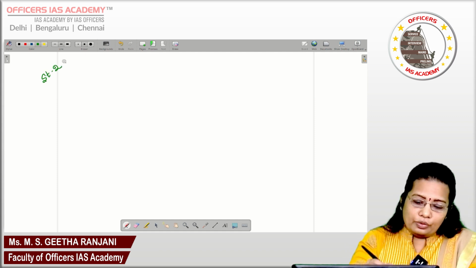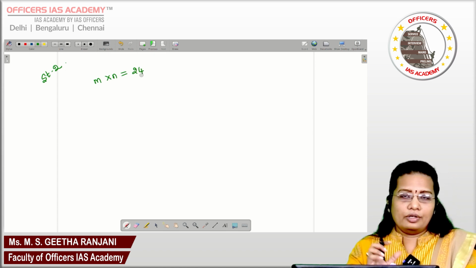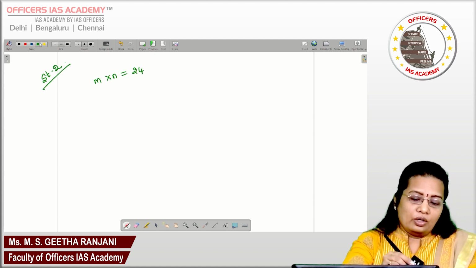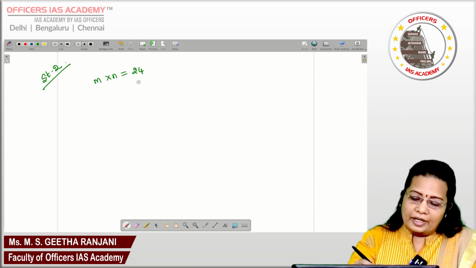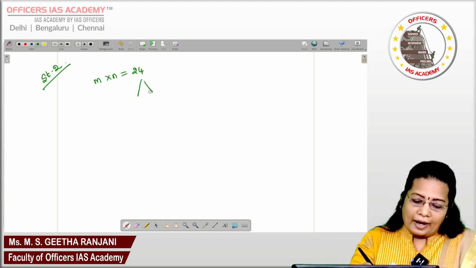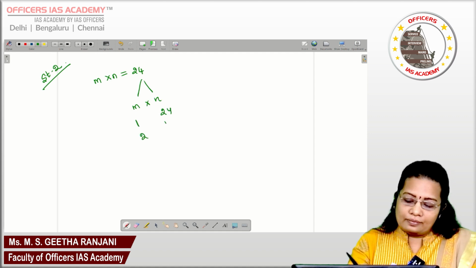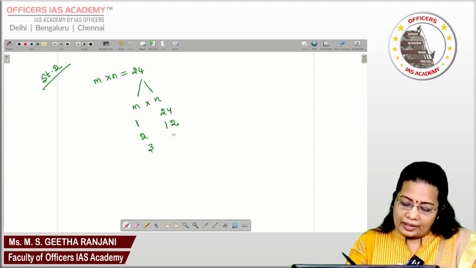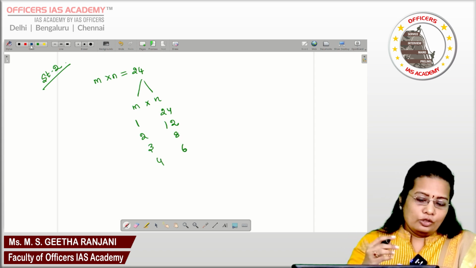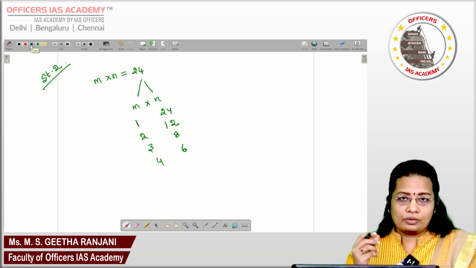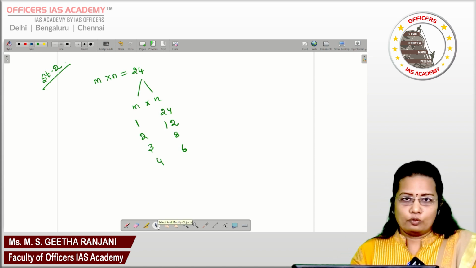According to statement 2, what is given? m into n is 24. I am just going to check with statement 2 alone. m and n are natural numbers, the general condition given. Let me take the possibilities for m and n: 1 and 24, 2 and 12, 3 and 8, 4 and 6. So we have 4 different possibilities. Statement 2 individually failed to give a unique answer.